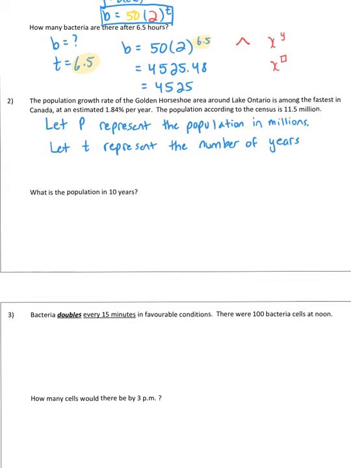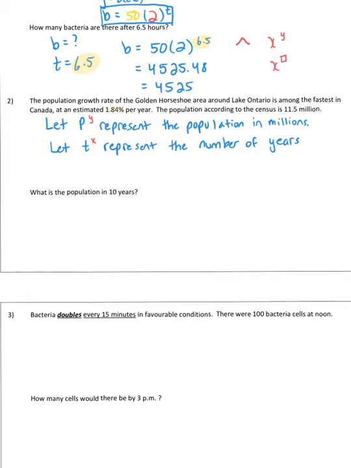So I have let P represent the population in millions because the population is 11.5 million, and T represents the number of years. So it's good to identify the independent and dependent variables. Because the population depends on time, that means the population is your dependent variable, so y, and your independent variable is time. So now we need to identify how the function is growing and the initial value.